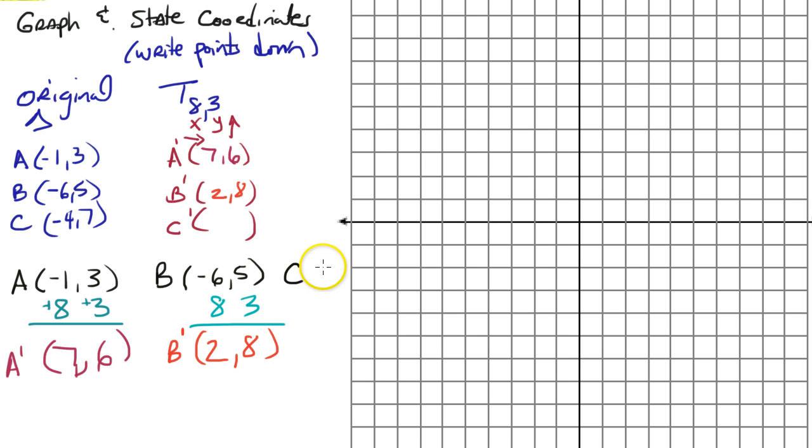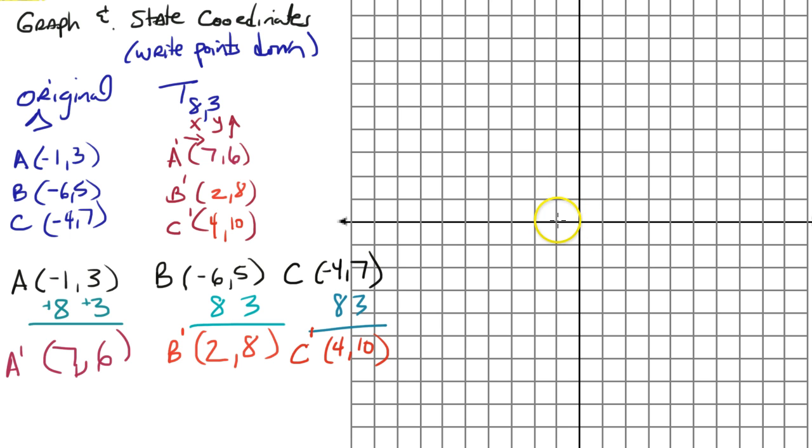C. -4, 7. And we're going to do 8, 3. Okay, so try it. -4 and 8 is +4. 7 and 3 is 10. So 4, 10. So let's graph these points. We didn't graph them yet, so let's check to see that it works both ways.